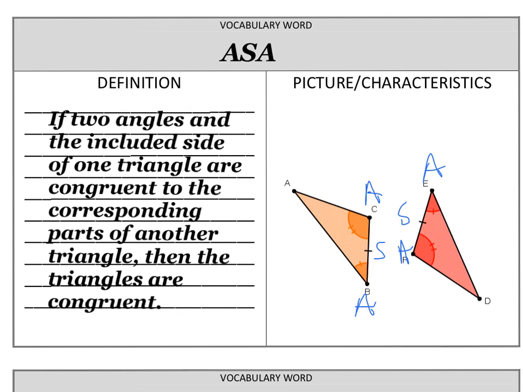I always go and copy it down as I see it. As I see it, I have ASA, and as I see it over here, I have ASA as well. To write our congruence statement, triangle ABC is congruent to triangle, same thing, DEF.